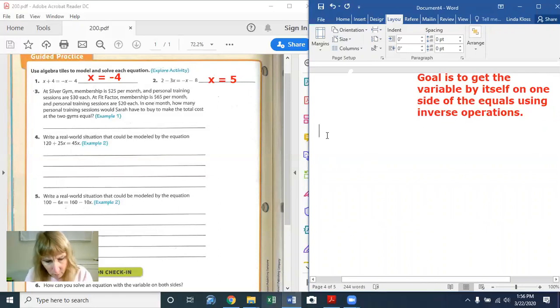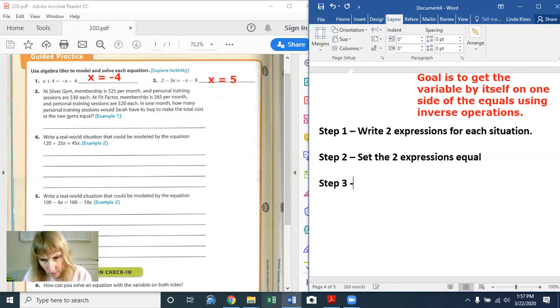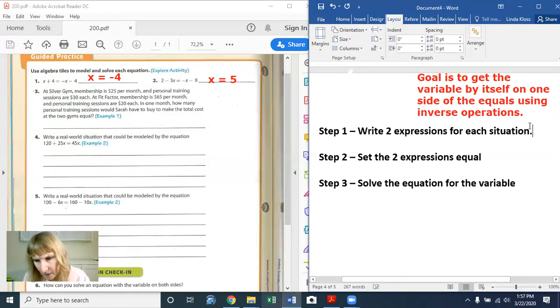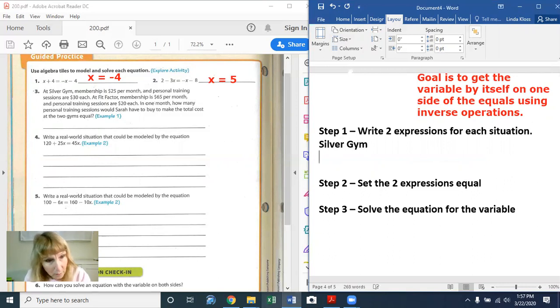This is one of these things where we have to do the 3 steps. Step 1 is to write 2 expressions for each situation. Step 2 is going to be to set the 2 expressions equal. And step 3 is going to be solve the equation for the variable. Okay, so now that we have that, let's write 2 expressions. So we have Silver Gym and we have Fit Factor. So let's see what we can come up with.